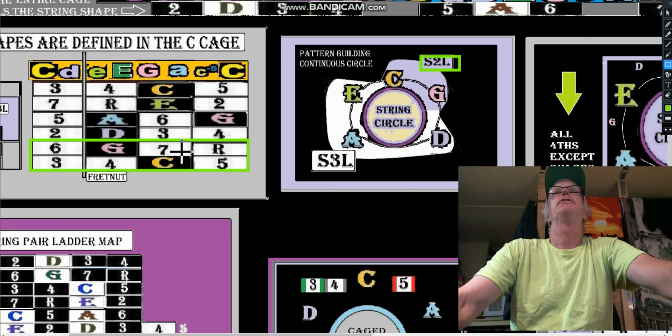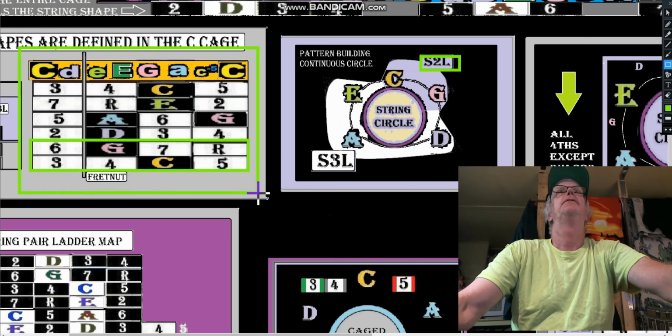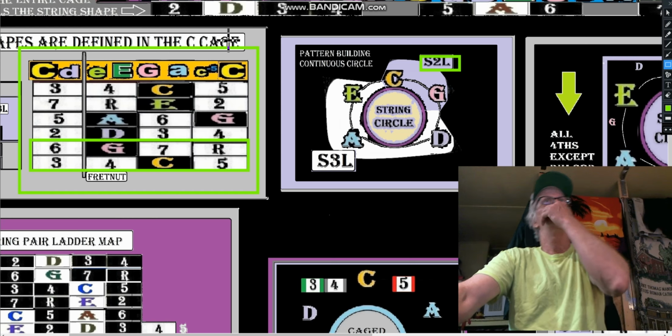3, 5, 6, 2. So that is always between the C, that takes the C and the G position in the string shapes. What are the string shapes? In the C box here. In the C box. The C CAGED. Okay?